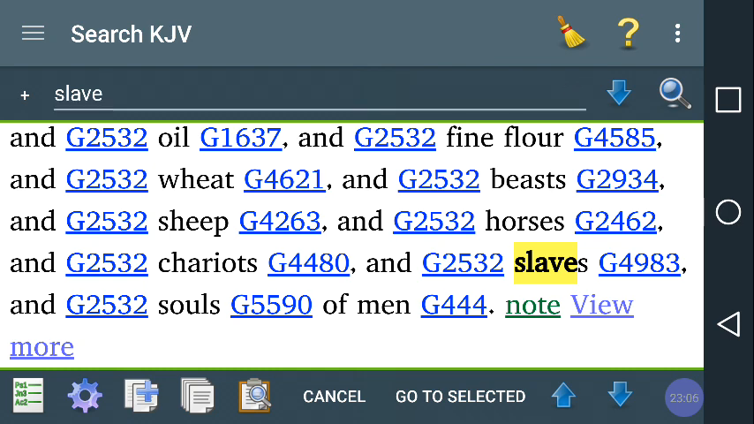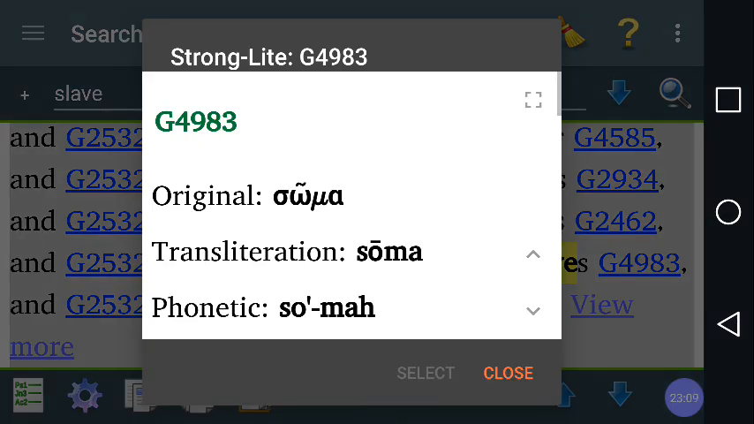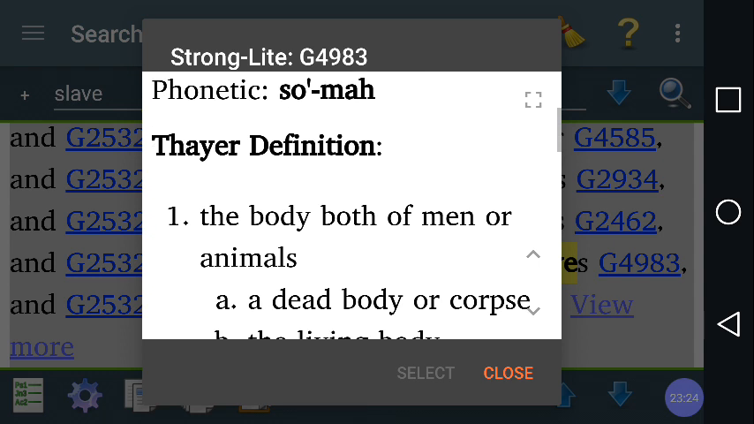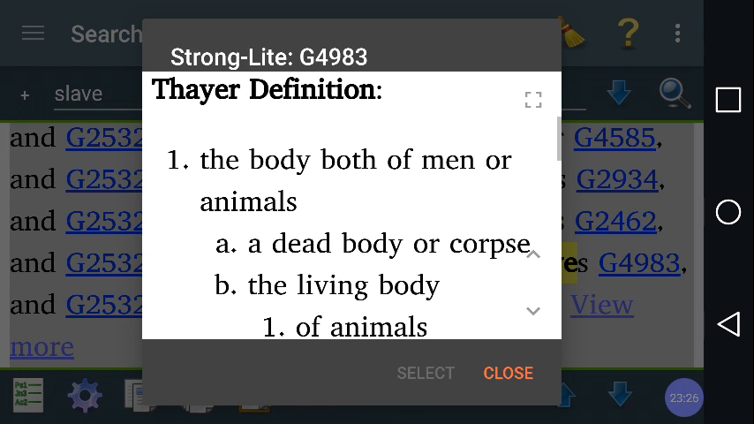Let's click on this word for slaves. Look at this word for slave. Slave here is the G, the G is for the Greek, the G4983. It's the word soma, in the Greek, soma. What is soma? Soma is the body. It should have been translated as bodies and souls of men, body and soul. So one of the products of Babylon is bodies and souls.